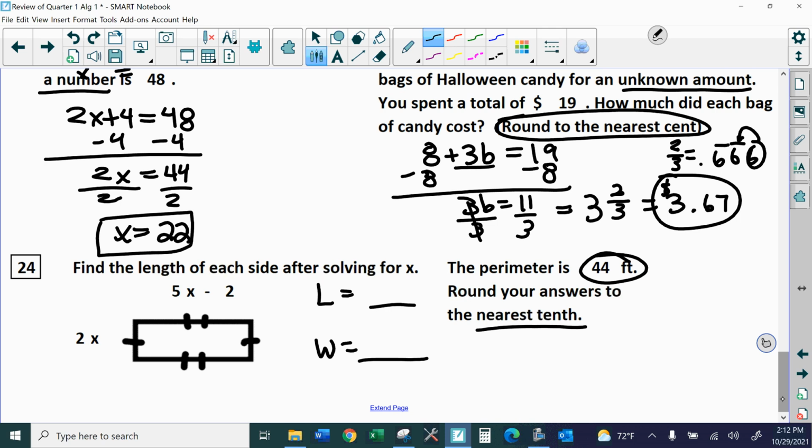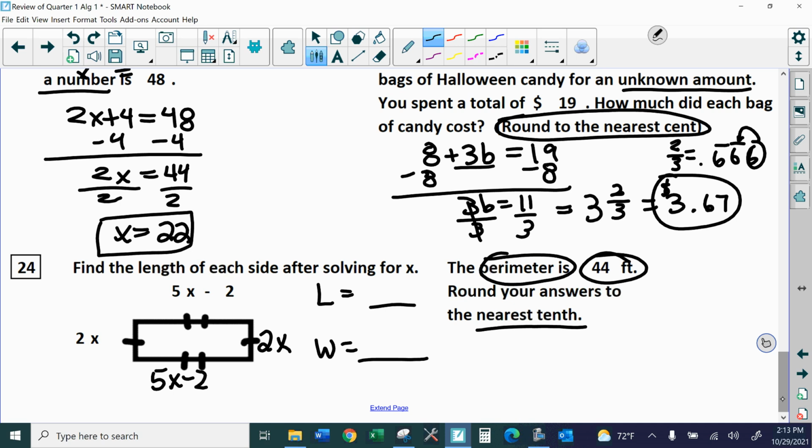So I need to remember hash marks, what they mean. That means those are congruent sides or equal length. So that's a 5x minus 2, because I got one hash mark and then one hash mark. Those are equal lengths. So another 2x. Perimeter, you need to know from elementary school onward, is you're adding up all the sides.